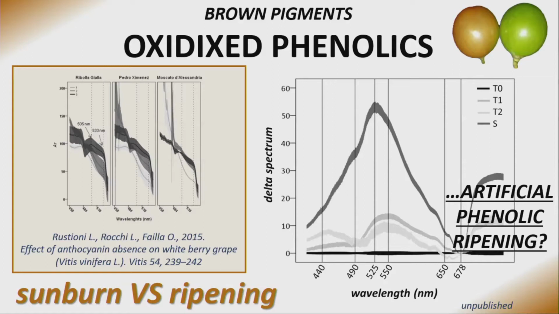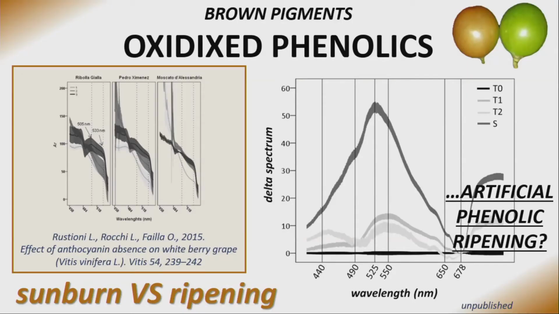Another thing that we saw is that during ripening, if we do not have anthocyanins, so still in white berries, we do not have the accumulation of specific colored compounds, but the yellowish color that we obtain should be considered as a consequence of catabolic processes, such as the different degradation of chlorophyll and carotenoids, which have a different ratio, and the accumulation of oxidized phenolic compounds.